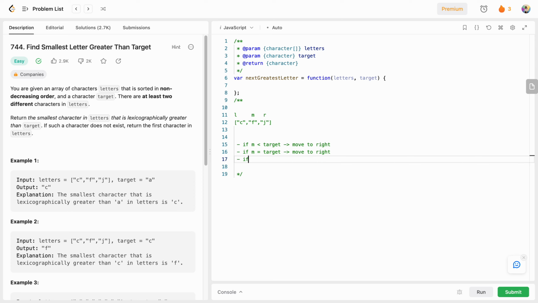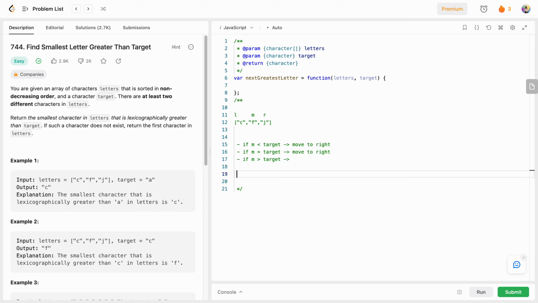Now what if the value at the middle is greater than target? So what do we do? If the value at the middle pointer is greater than target, let's suppose our target is equal to A and the middle value is equal to, let's suppose, E, then what do we do? In that case we move our pointer towards the left, because there could be a case where we have a value which is greater than A but less than E, right?